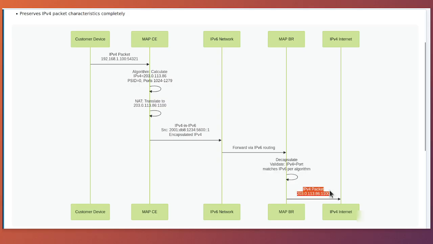For return traffic, the BR receives IPv4 packets destined for the shared address space. It examines the destination IPv4 address and port, uses the MAP algorithm to calculate which customer's IPv6 prefix corresponds to this IPv4 port combination, encapsulates the packet with that IPv6 address as the destination, and forwards it through the IPv6 network. The entire process is stateless because both the CE and BR can perform all necessary calculations independently based on the MAP rule and the addresses in the packets.